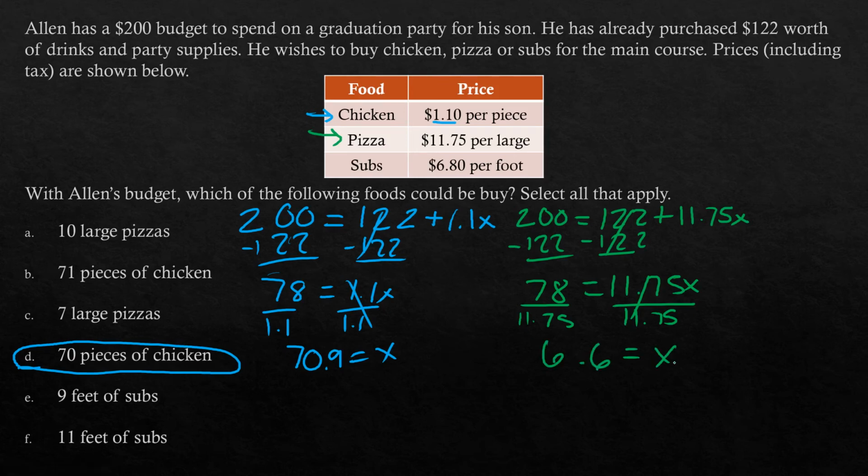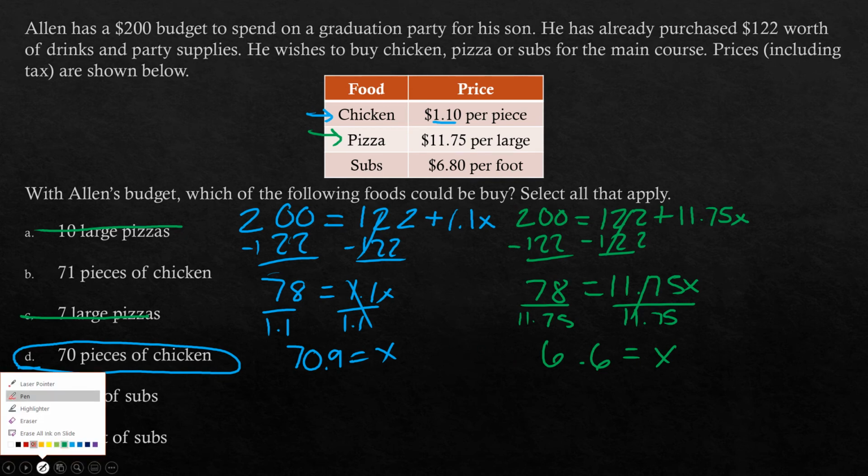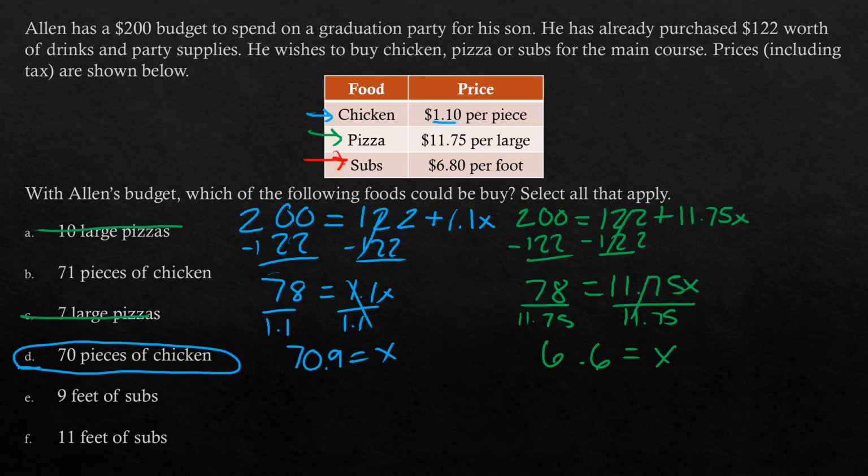So he can only buy up to 6 pieces of pizza, right? Because you can't buy just half of a pizza. They don't sell them that way. And if you look here, neither of these answer choices will work for pizza because both of these are larger than the amount that we have. So pizza won't work. Now let's check subs.